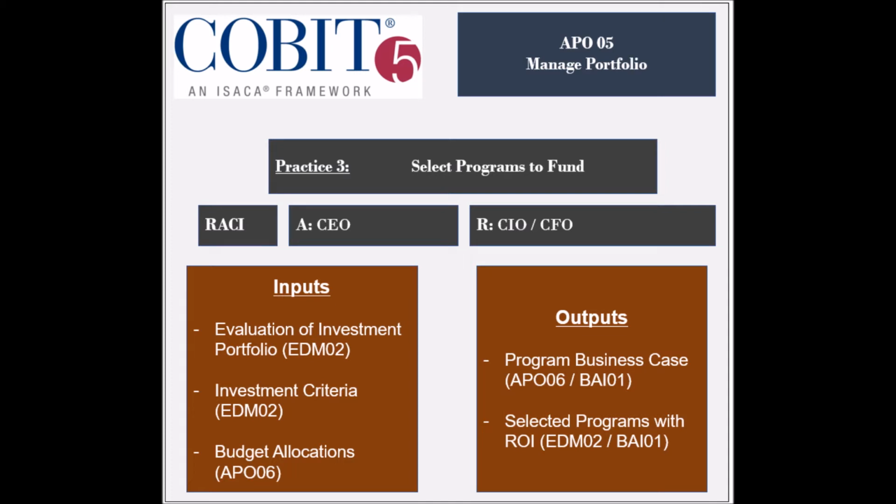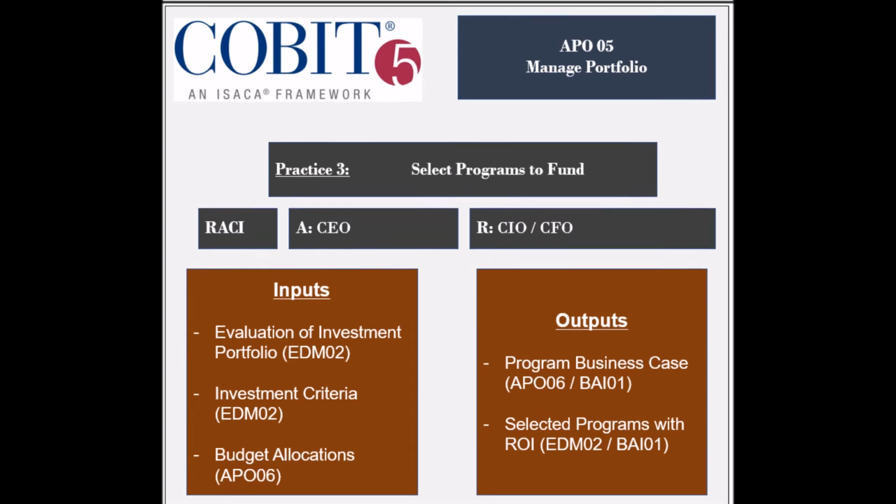It generates several outputs that include the program business case to be used by the APO6 and BAI1 processes, and the selected programs to be used by the EDM2 and BAI1 processes.